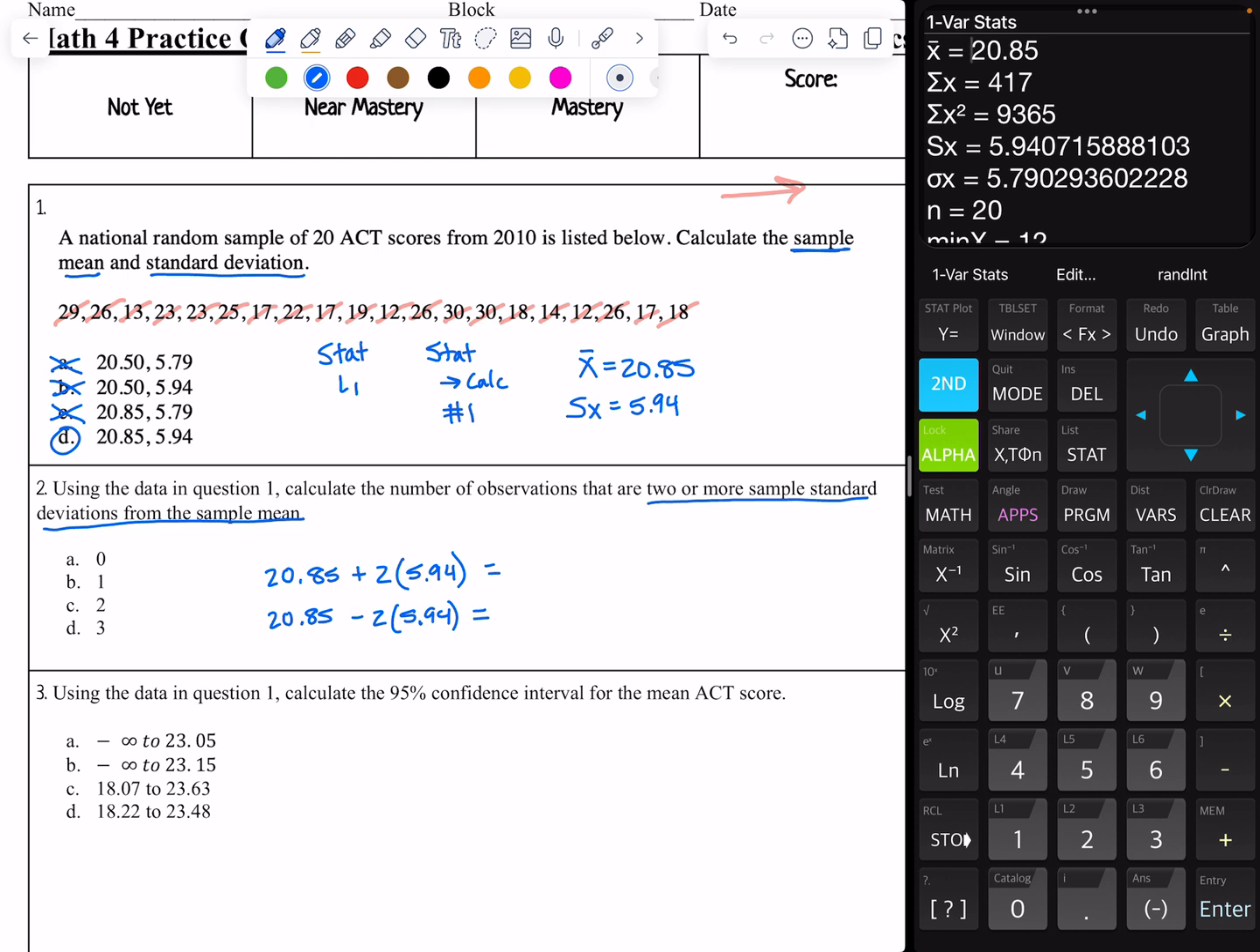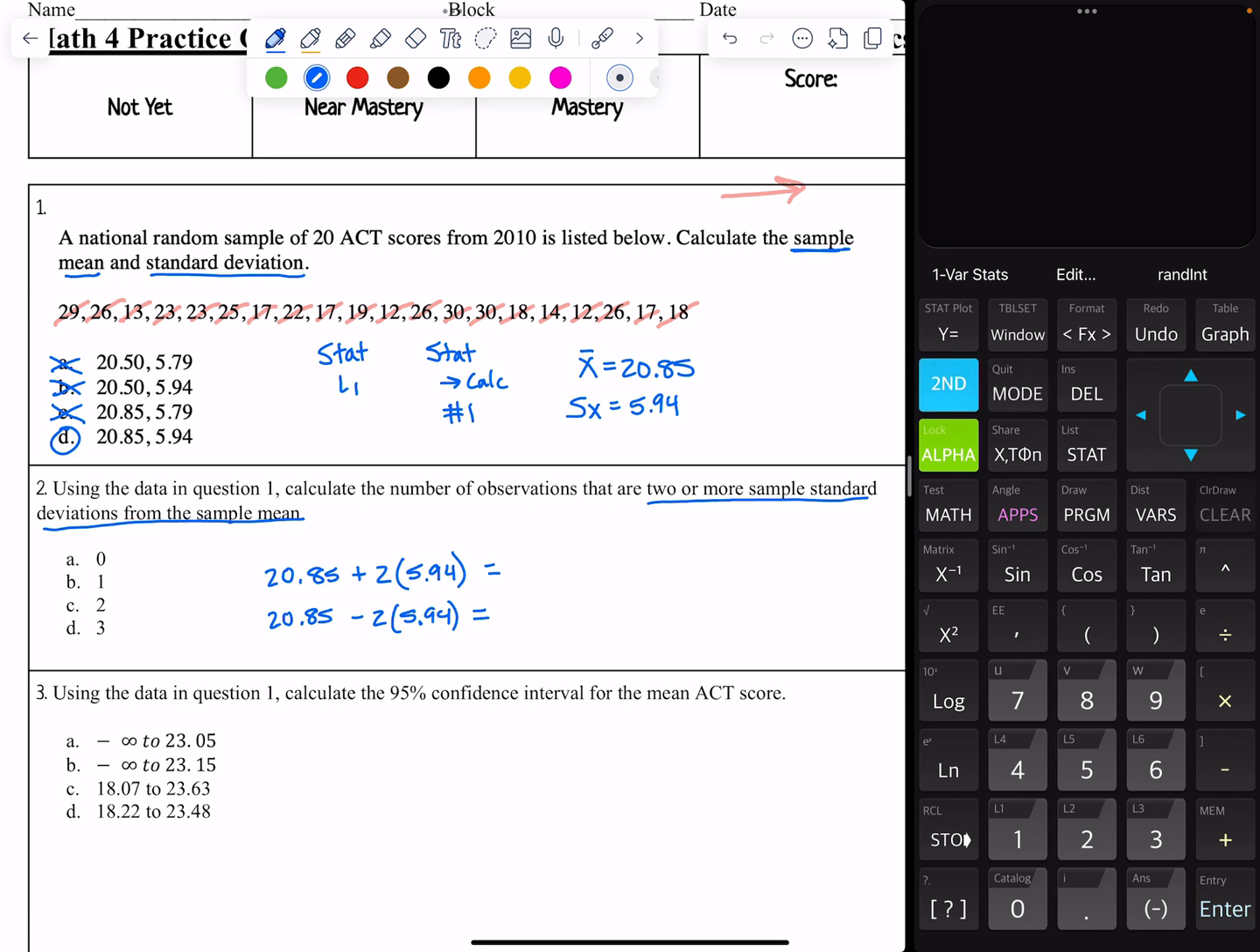So I'm going to clear out my screen and do this math. 20.85 plus 2 times 5.94. Then I'm just going to hit second enter and change it to subtract 2. Let me insert a parentheses. Okay, so when I added 2 standard deviations, I get 32.73. And when I subtract 2 standard deviations, I got 8.97.